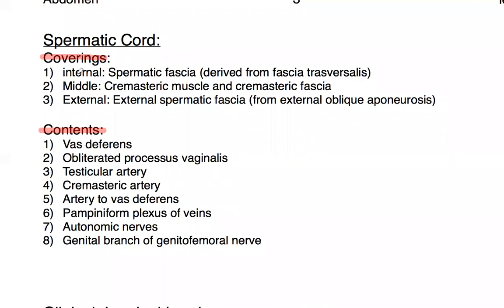The coverings of the spermatic cord are internal, middle, and external. The internal covering is the internal spermatic fascia, which comes from the fascia transversalis. The middle is the cremasteric muscle and cremasteric fascia, which we already mentioned in our video, from the internal oblique. The external is the external spermatic fascia, from the external oblique muscle aponeurosis.